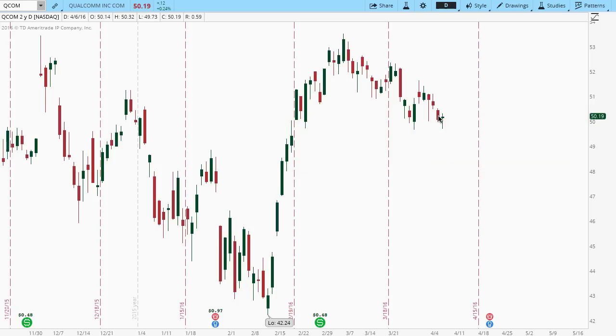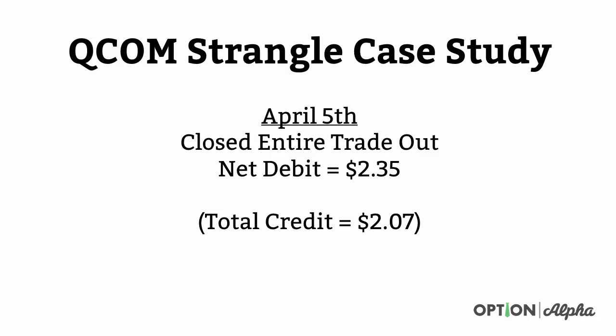So now by rolling out to the April contracts, we gave ourselves time to see the stock come back into a little bit of a range, have a small retracement off of the high, back down to around 50. And this gave us an opportunity on April 5th to close out the entire trade for a net debit of $235. Now our total credit of $207 still means that we ended up losing a little bit of money on this trade. It was one contract, so we ended up losing about $30 or so on this trade.